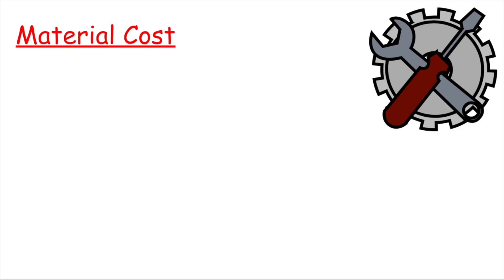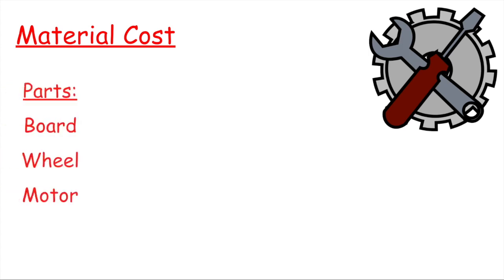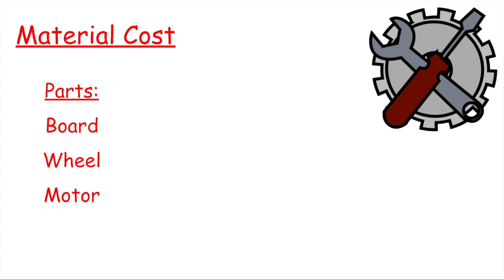Lastly, we have to figure out how much the material will cost per product. In the space provided on your worksheet, start listing the parts that make up the product. For my motorized skateboard, I need a board, wheels, and a small motor. Now let's find out the cost for each part. The board costs $10, the wheels cost $2, and the small motor costs $25.